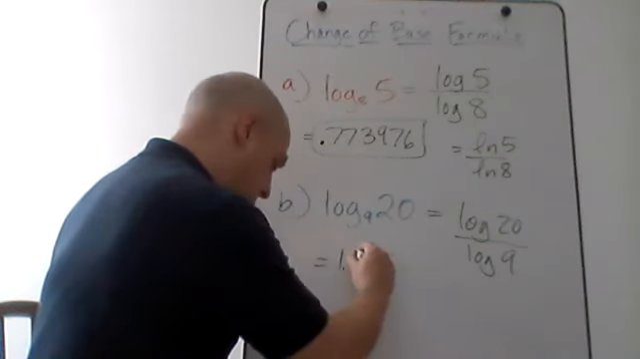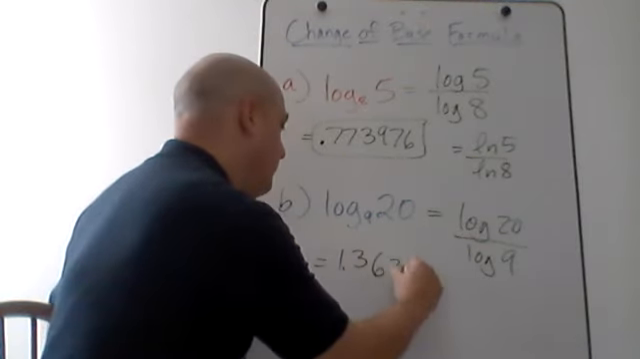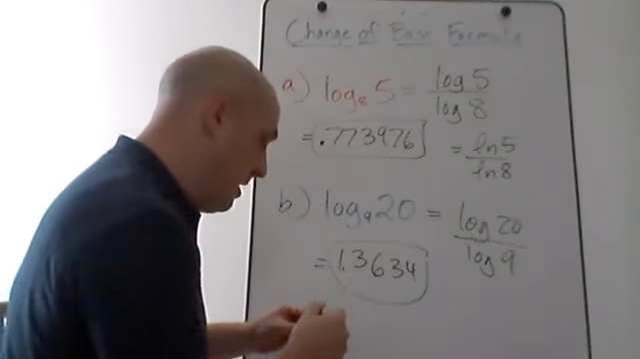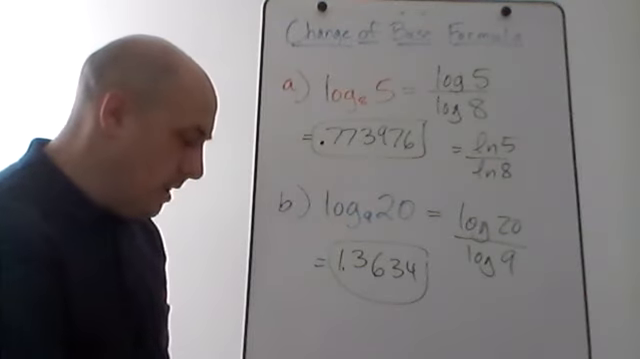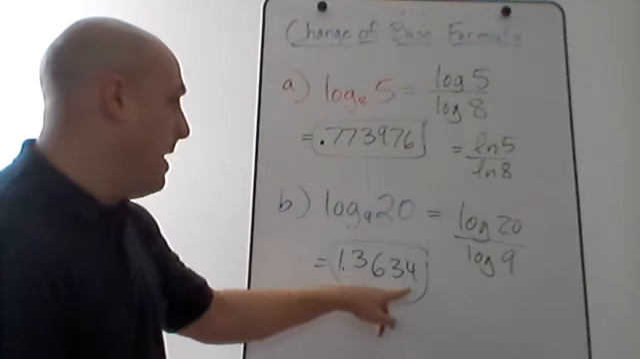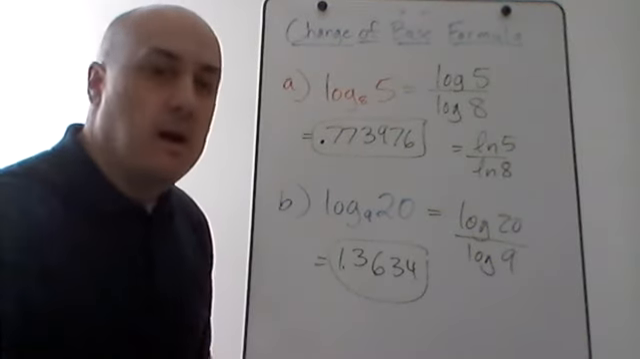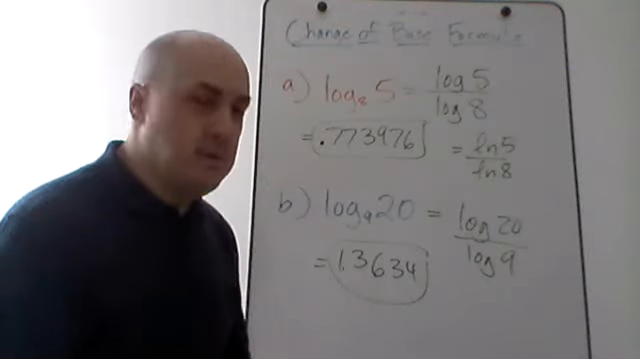So this gives me 1.3634, let's say. I'll round it to 4 decimal places there. All right, so that's telling me that if I do 9 to this power, it's going to give me 20. All right, so that's using the change of base formula to evaluate logarithms.